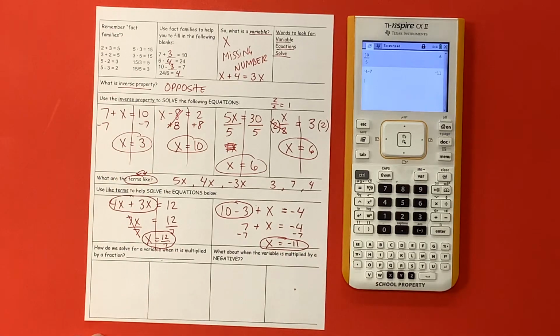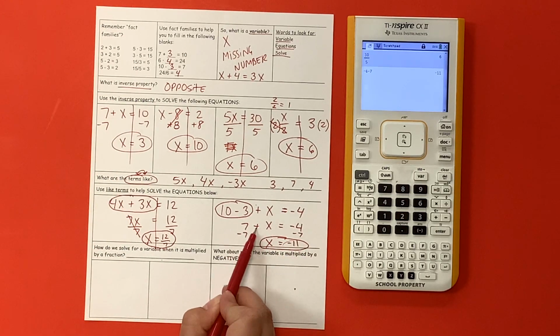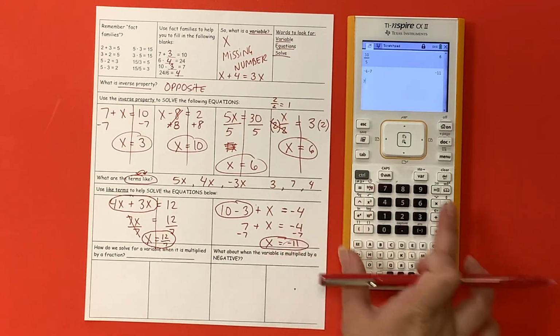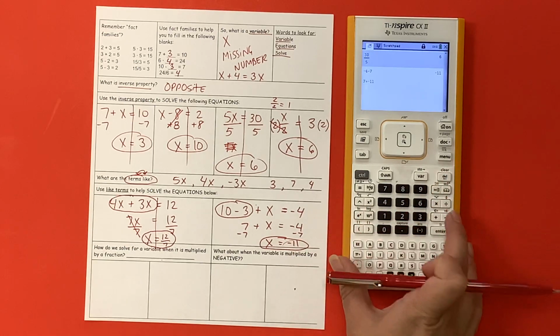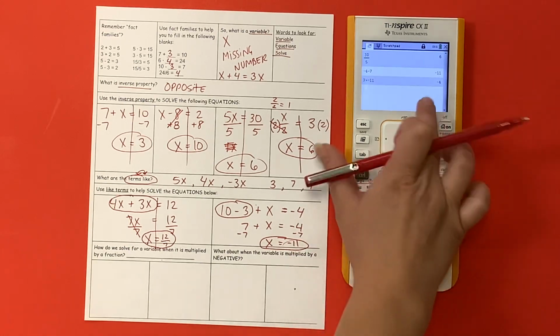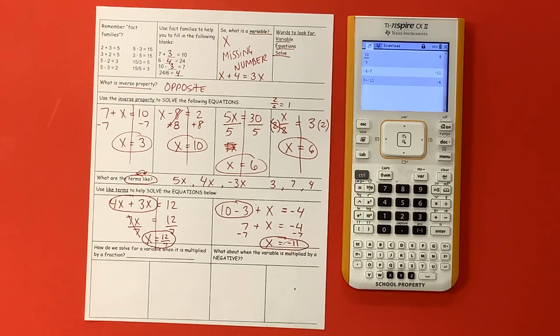If we really wanted to check, we could put this -11 back here. 7 plus -11 does give us -4. We could test it out. 7 plus -11 equals -4. So we were correct.